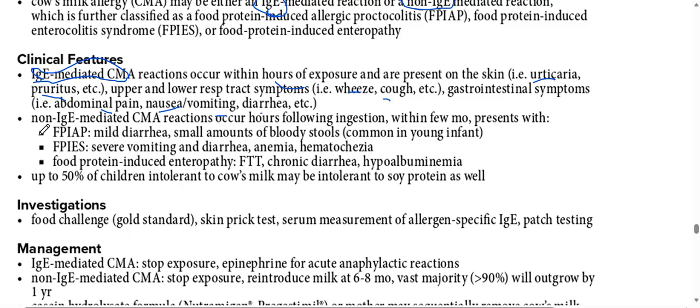Okay, next thing is non-IgE mediated cow milk allergy. So, what is non-IgE mediated? Reactions occur hours following ingestion, presenting with mild diarrhea, a small amount of bloody stools, severe vomiting and diarrhea, anemia, hematochezia. Up to 50% of children intolerant to cow's milk may be intolerant to soya protein as well.